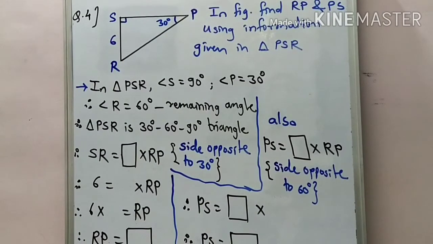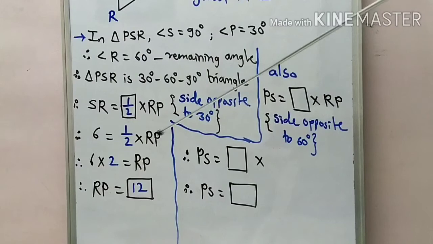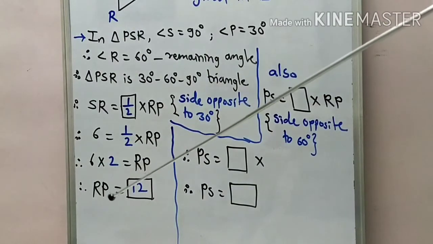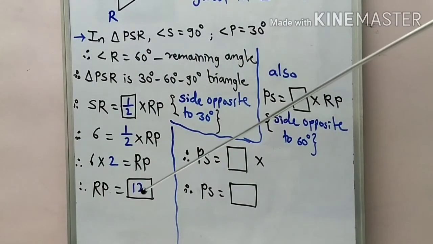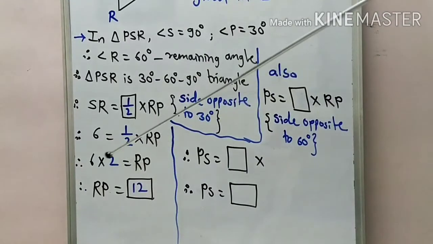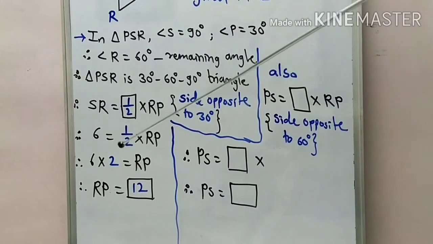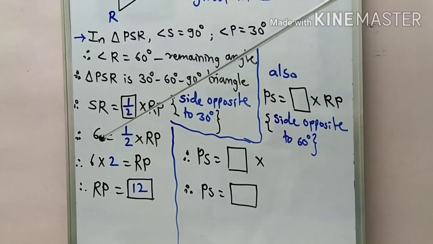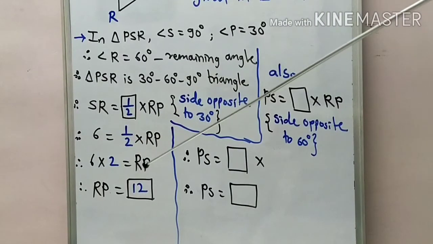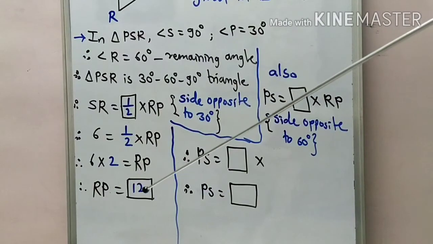So here we get RP as what? 12. Getting this, students? 6 equals half, that is, 1 upon 2 into RP. So we take this denominator 2 to the left side. So 6 into 2 equals RP, and hence RP is 12 units.